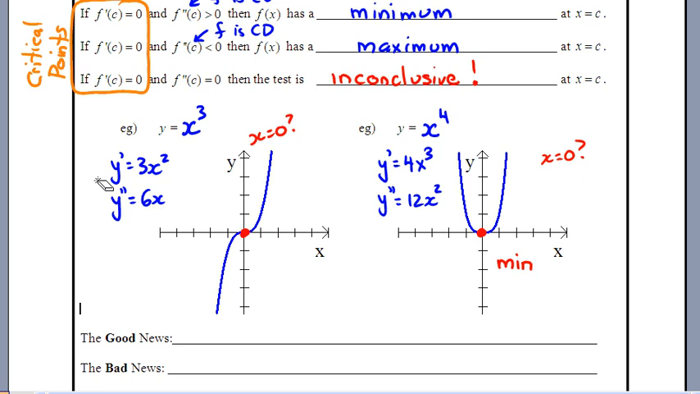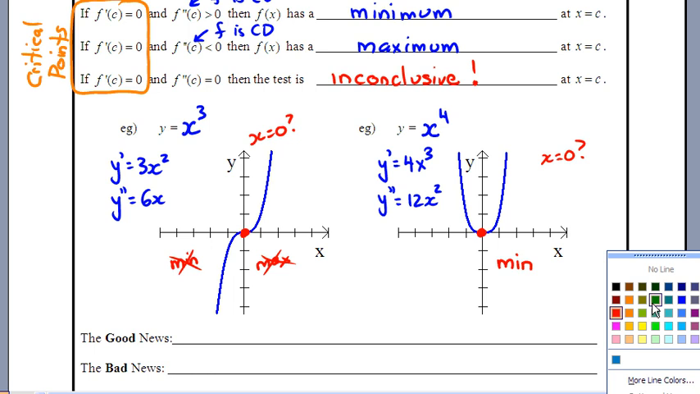If you try putting x equals 0 into the second derivative, you get the second derivative equaling 0. And it turns out it's not a max or a min. Right? So this test doesn't really tell you anything because it's not a min and it's not a max. It's actually an inflection point. So you could be wasting your time, right? But if you're not wasting your time, then it's really fast. So it's a good news, bad news thing.